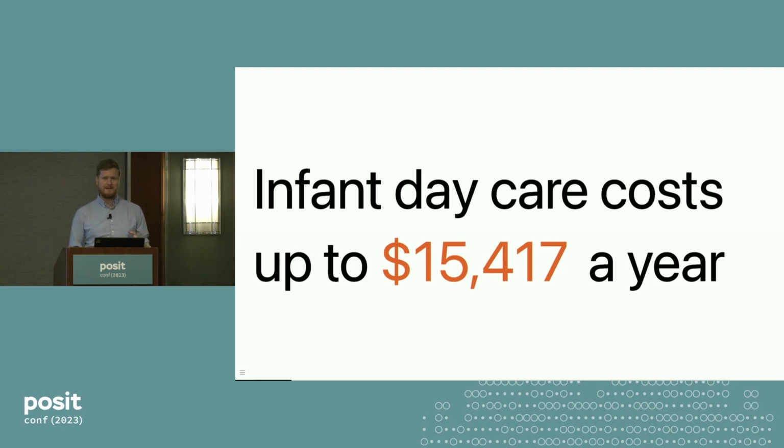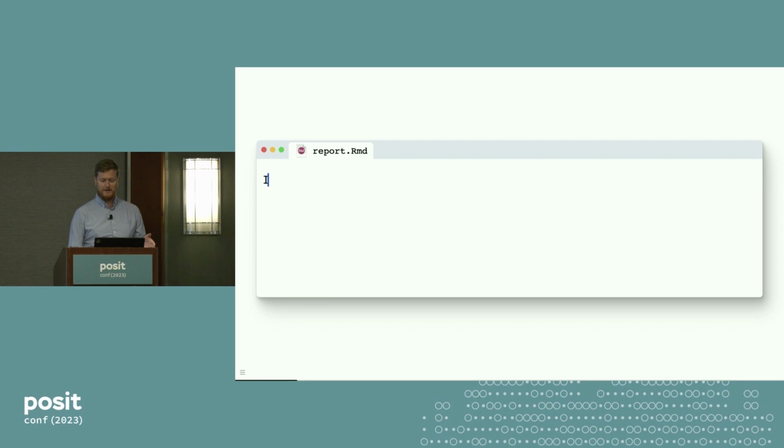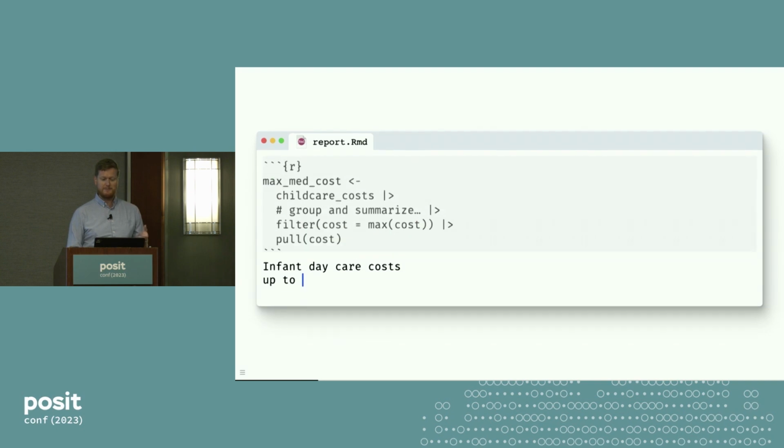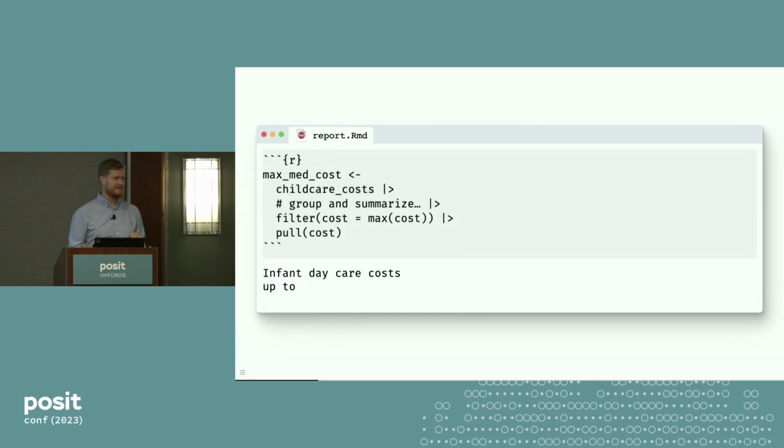I like to imagine a data scientist who is working in R Markdown, and they're writing this in kind of the same way. They write the sentence, infant daycare costs up to, but when they get to this point, they have some extra context available to them. In this R Markdown report, just a little bit above this sentence, there's a code chunk where they've been doing this calculation. They took childcare costs and they grouped and summarized and filtered, and they came up with a number, and they put it in a variable and called that variable max median cost. Already you know something more than you did before about that number, because we see the label that it was given when we saved that number to a variable.